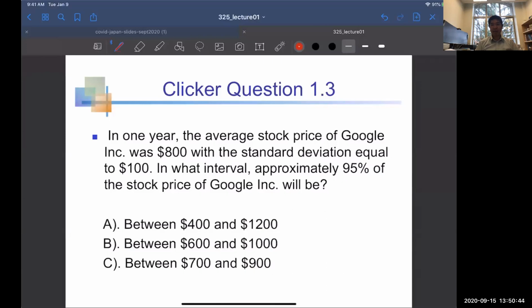Oh yeah, everybody got B. How do you know that? Okay, so those who answered B were listening to me, okay? So the standard deviation is 100, you multiply by two, it's 200. So you take 200 less than 800 or 200 more than 800, that gives you 600 to 1,000, so the answer is B. Yes, plus minus 200.